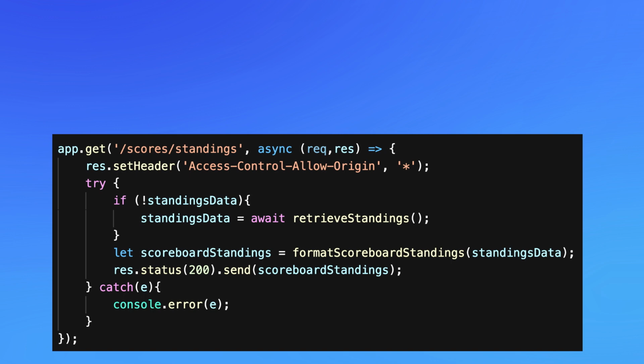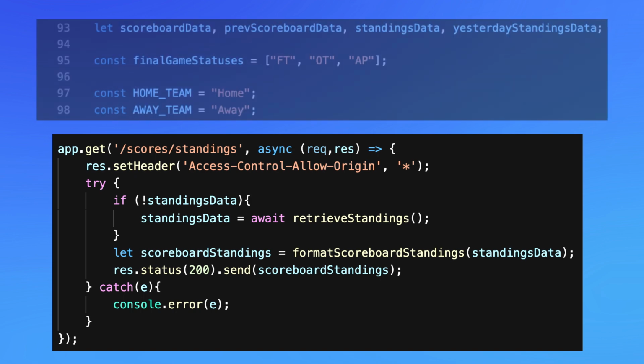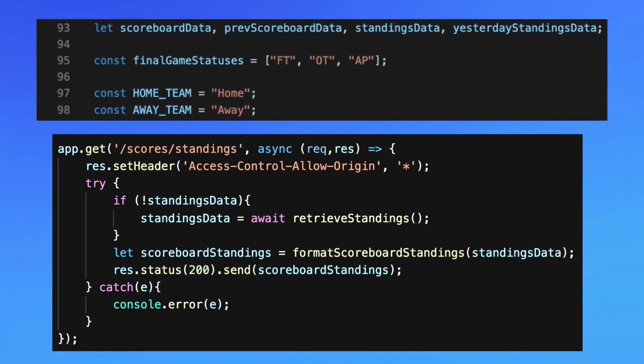The problem with how I wrote this scoreboard standings endpoint is that the updating function is never called unless the standings data object is null, which only happens one time when the server is first booted up. That is why the scoreboard standings have been stale.